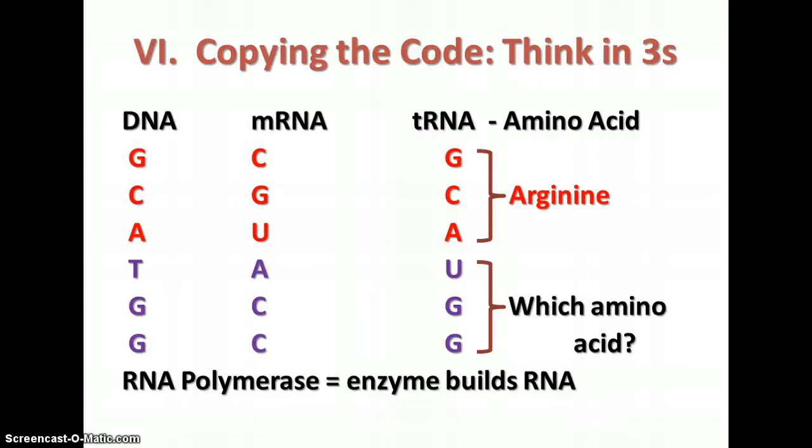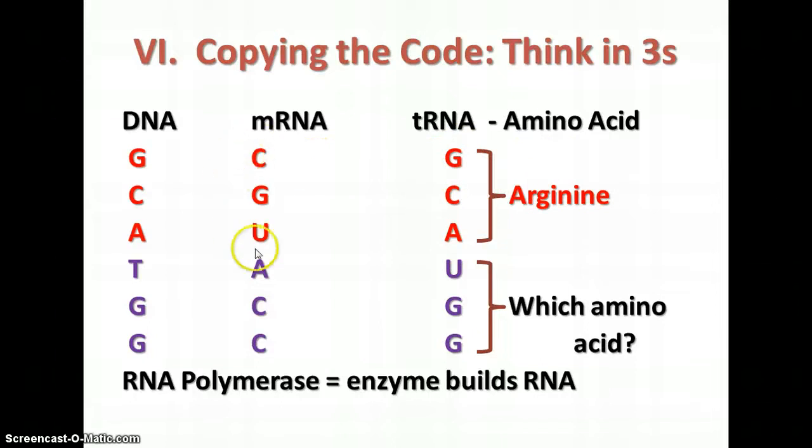Remember, there are 20 total amino acids, and there are 64 possible codons. We'll talk about that in a minute. So the messenger RNA leaves the nucleus, goes out, attaches to the ribosome. Transfer RNA molecules come in, and they have an anticodon that will be complementary to the messenger RNA on one end, and the other end they carry one of the amino acids.